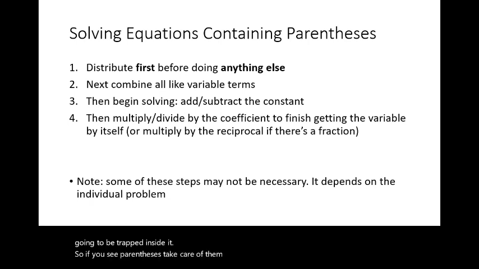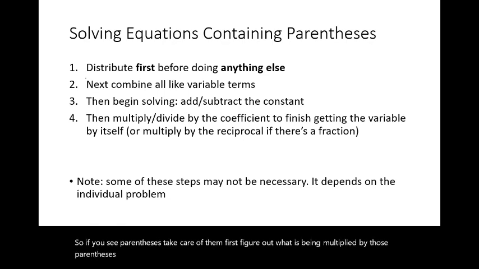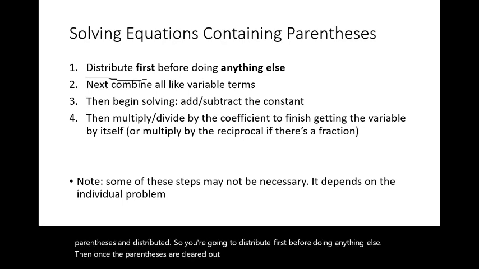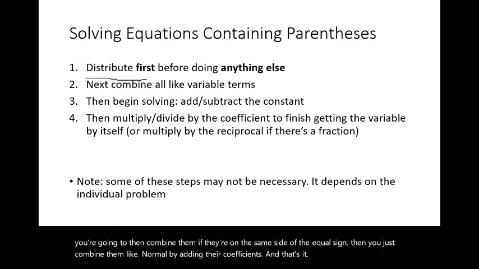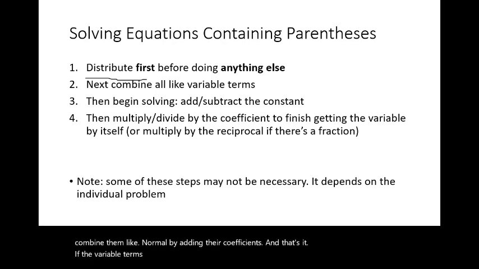Figure out what is being multiplied by those parentheses and distribute it. So you're going to distribute first before doing anything else. Then, once the parentheses are cleared out, if you have more than one term with a variable, you're going to then combine them. If they're on the same side of the equal sign, then you just combine them like normal by adding their coefficients, and that's it. If the variable terms are on opposite sides of the equal sign, you will need to do the opposite operation in order to move them all onto one side.